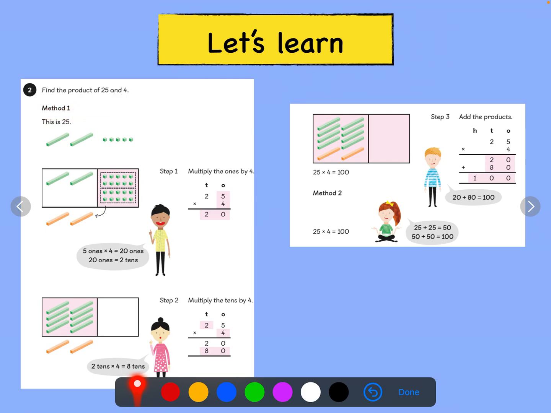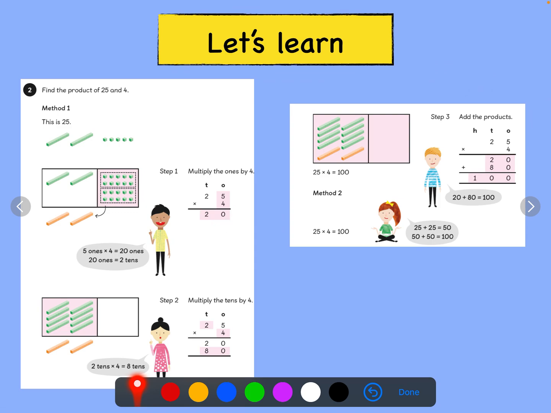Find the product of 25 and 4. So 25 is broken down into 2 10s and 5 1s. Step 1, we do the same as what we did the last time. We multiply our 5 1s by 4. 5 times 4 is 20. We cannot have 20 1s. We know that 20 1s is 2 10s. We put our 2 10s under our 10s column and our 0 under our 1s.